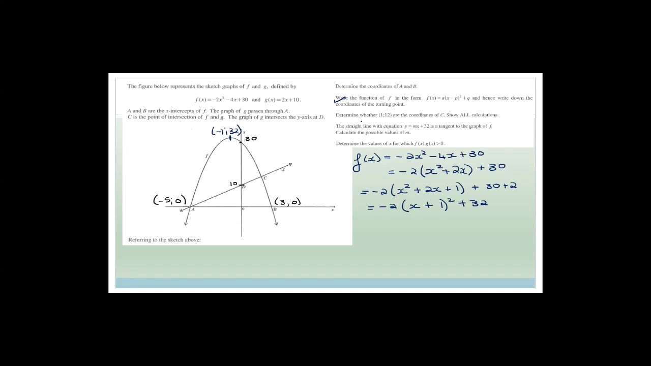Okay, now it says determine whether (1, 12) are the coordinates of C. Show all the calculations. Do you see that C is where these two graphs cut, where the parabola and the straight line cut? There are two ways that we can do this question. The one way is to substitute the value x equals 1 into both the straight line and the parabola. And if the answers are both 12, then obviously (1, 12) is C.